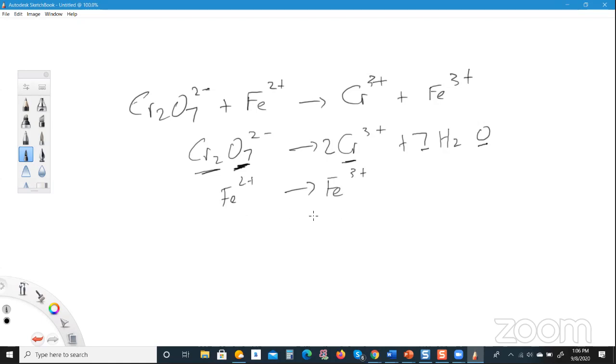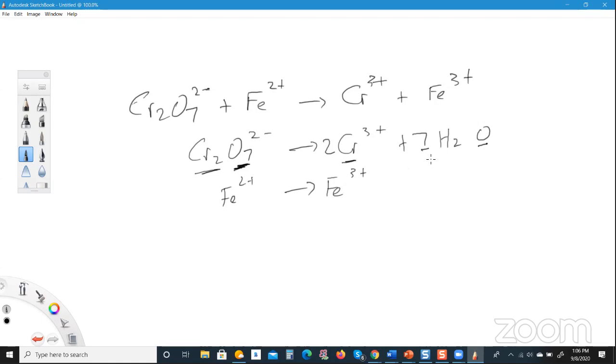Now for the second half equation, we don't need to add any oxygens, we don't need to add any water because there are no oxygens. So we leave that alone, all right? So that leads us now to balancing the hydrogens. How do we balance the hydrogens? Well, we basically add hydrogen ions to the side which is deficient of hydrogens until the hydrogens are balanced.